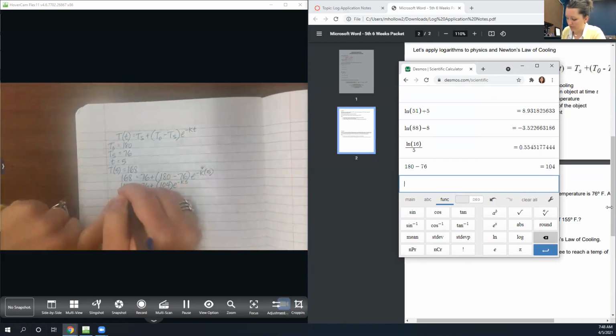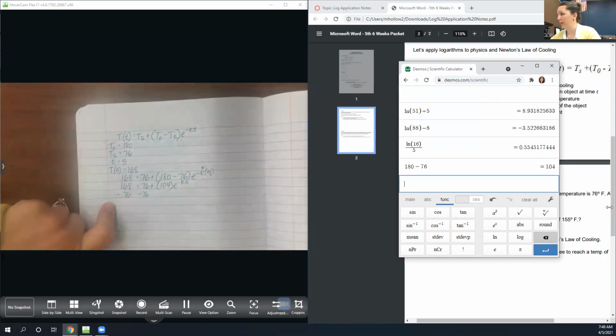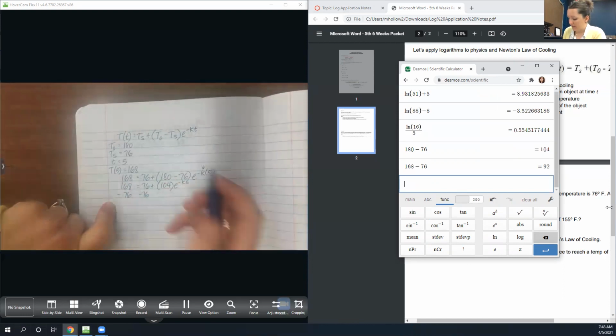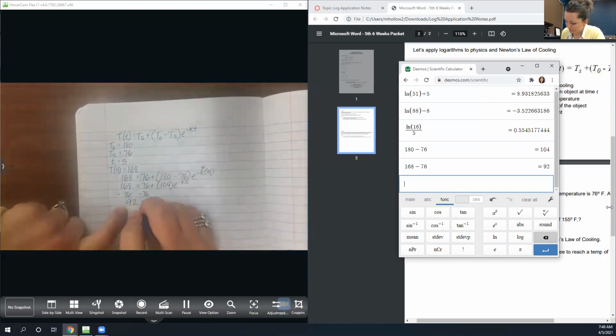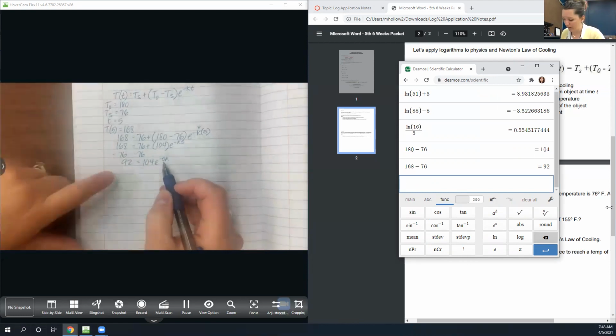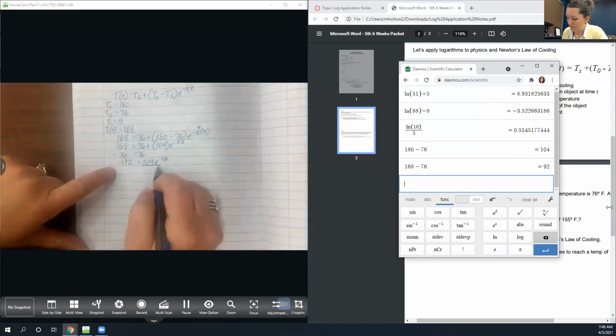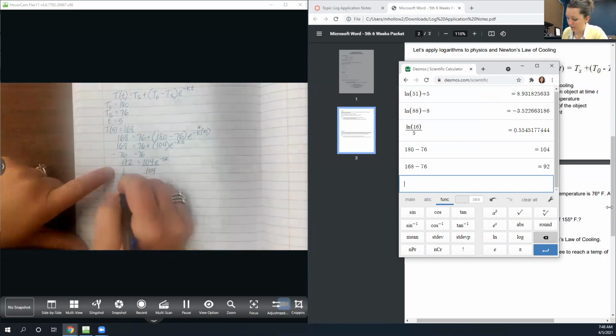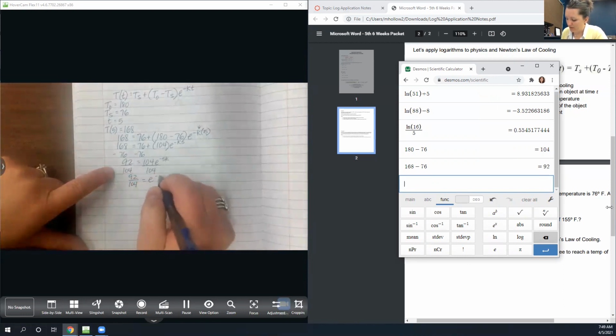And I'm going to rewrite that in just a second. Now I'm going to subtract my 76, just using my algebraic skills here. And 168 minus 76 is 92 equals 104 e to the negative 5k. I just rewrote it, multiplicative identity, and you can write them either way, right? Same thing. All right, so now I'm going to divide this by 104, just like we did with that negative 2. So I have 92 divided by 104 equals e to the negative 5k.